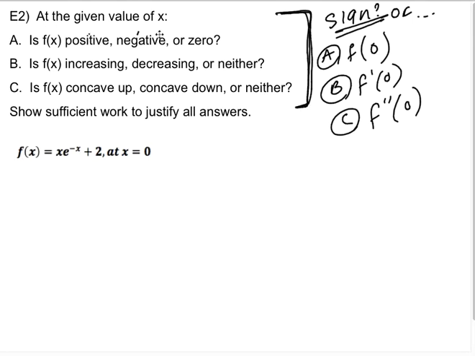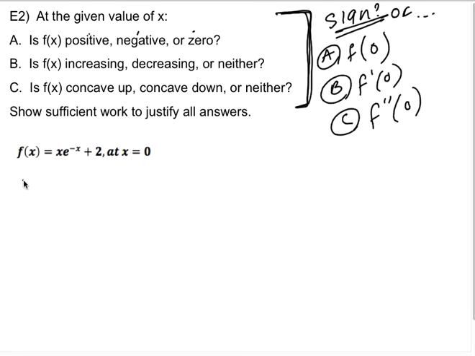Positive, negative, or 0 would be the sign of f of 0. Increasing is if f prime of 0 is positive. Decreasing is f prime of 0 is negative. And neither is f prime of 0 is 0. Concave up would be f double prime of 0 is positive. Concave down would be f double prime of 0 is negative. And neither would be if f double prime of 0 were 0.